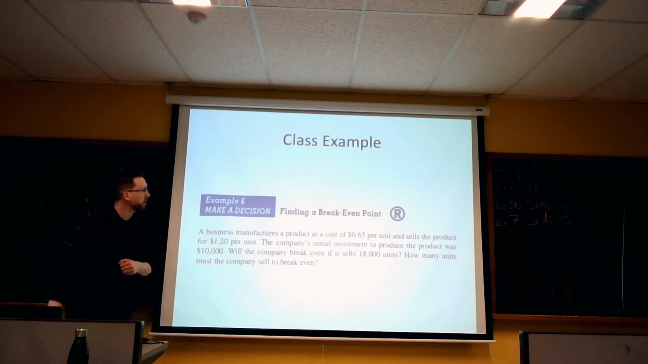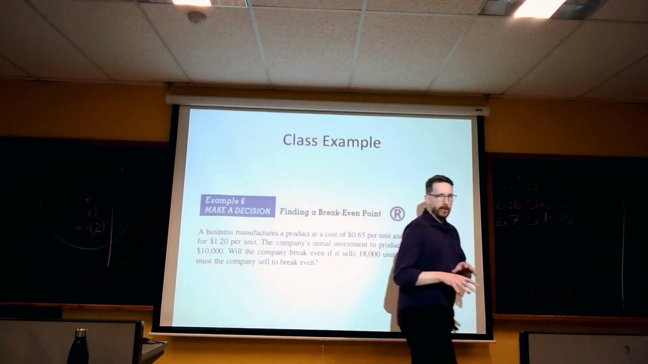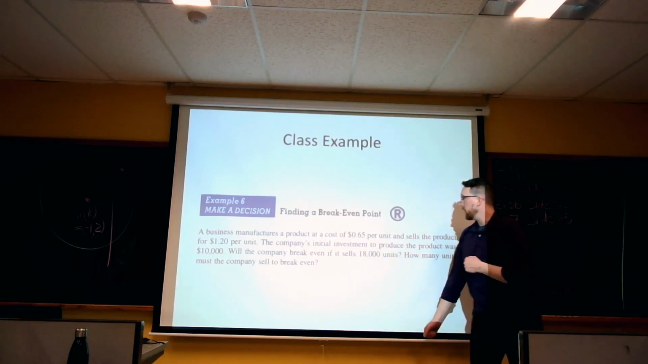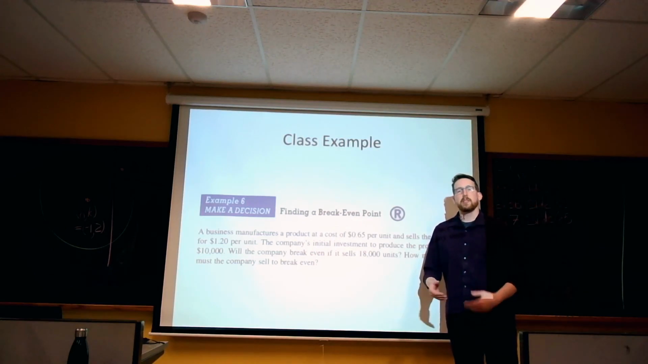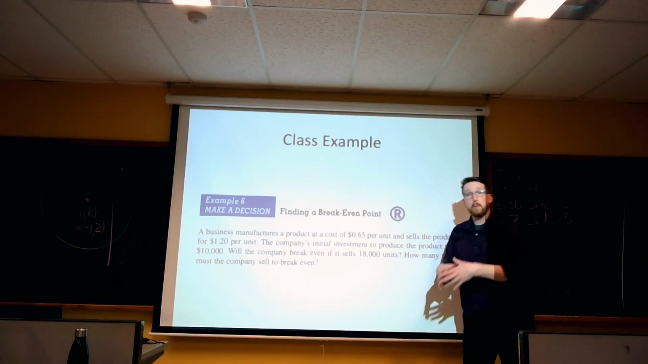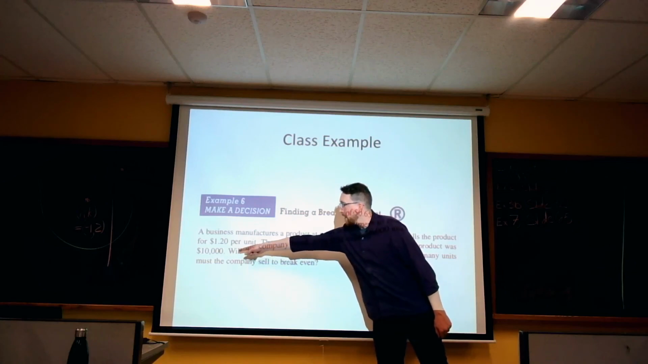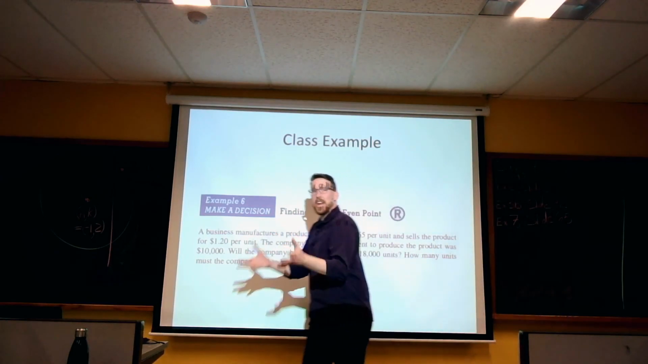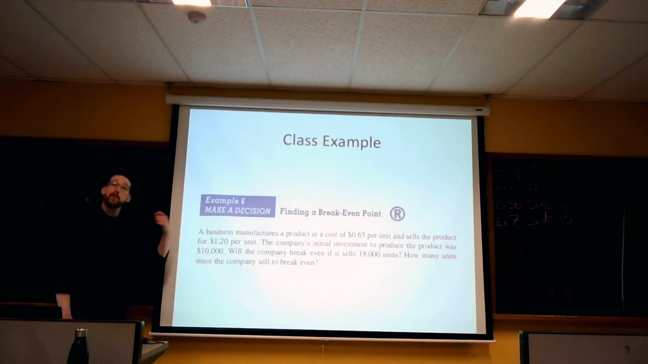So let's look at an example. We've got this company that's trying to figure out when it's going to break even. This company is producing a thing at 65 cents per unit. But like every company, they've got to have some initial investment to be able to produce it, right? Like you got to build your factory first. So their initial investment is $10,000. Having said that, when they sell their thing, they have it marked up as $1.20 for every unit they sell.